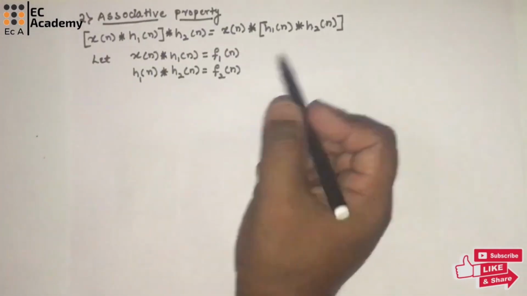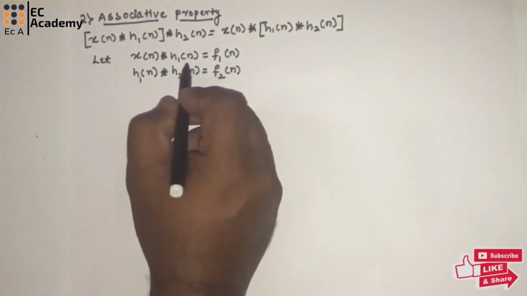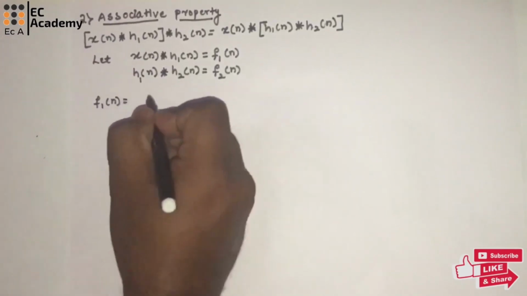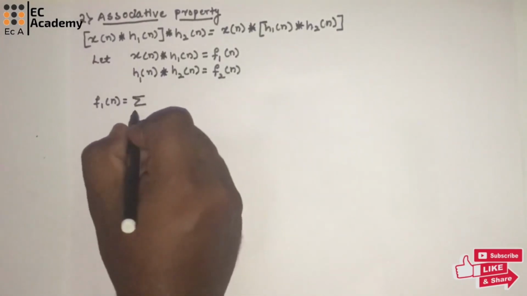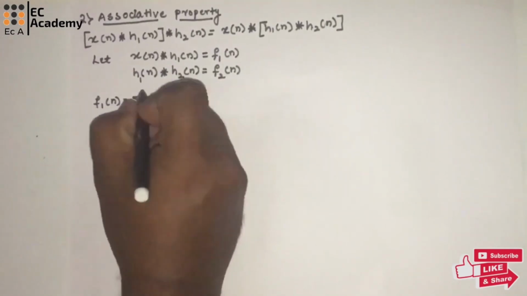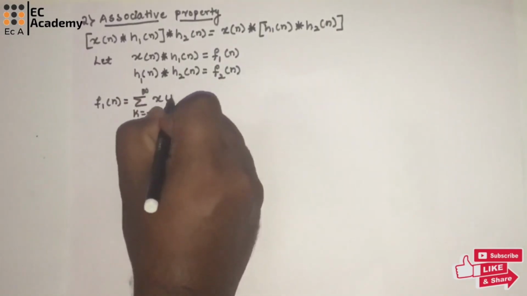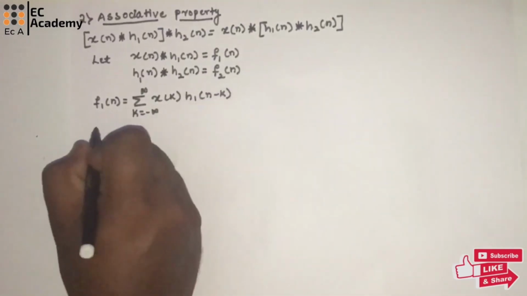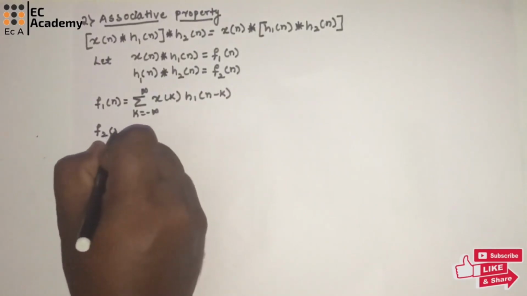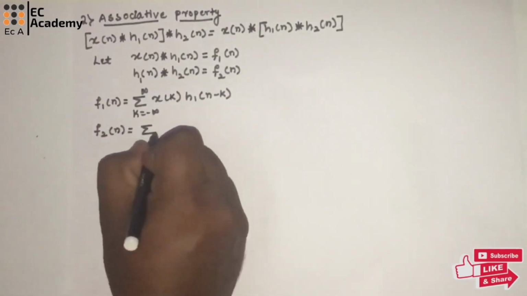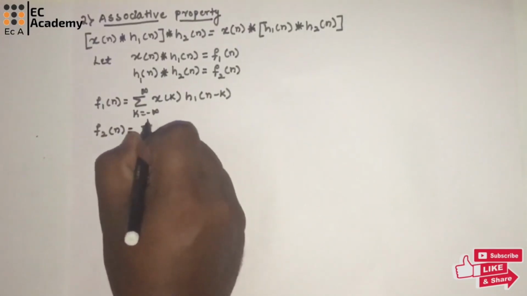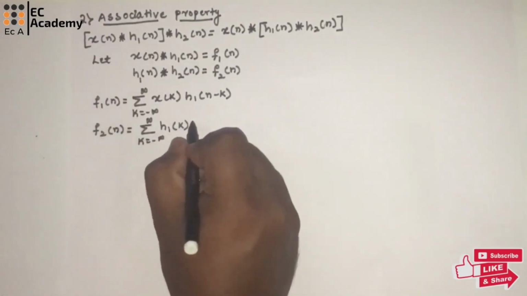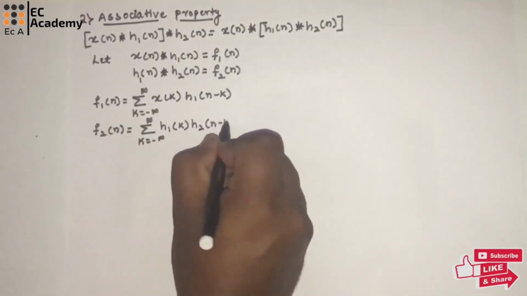Using the formula of convolution sum, we can write f1 of n is equal to summation of k is equal to minus infinity to infinity x of k into h1 of n minus k, and we can write f2 of n is equal to summation of k is equal to minus infinity to infinity h1 of k into h2 of n minus k.